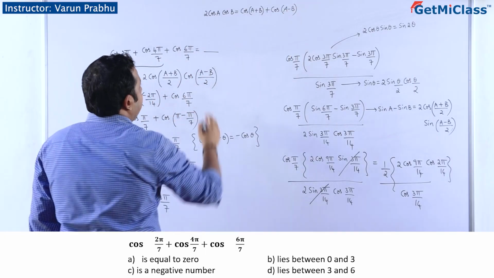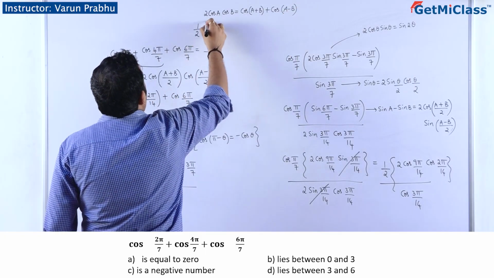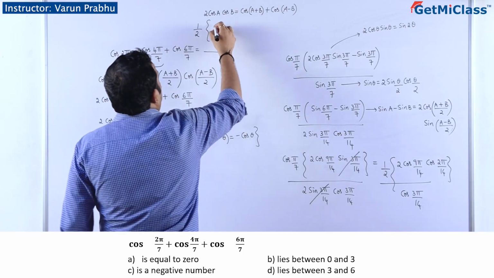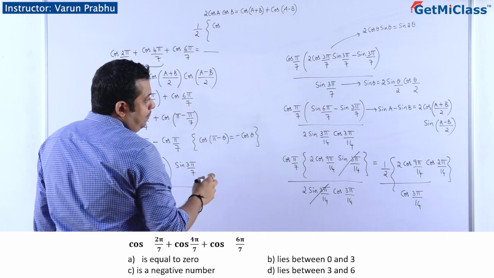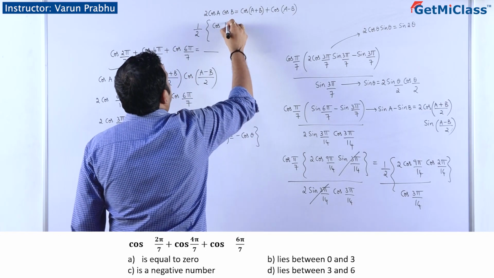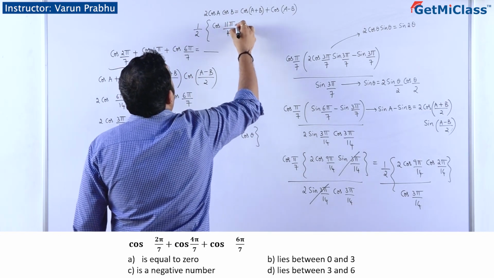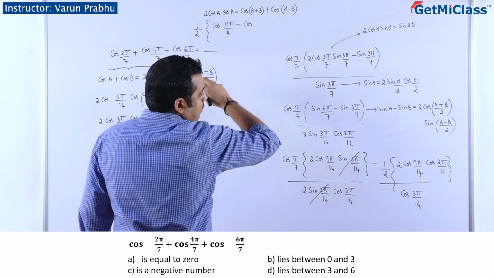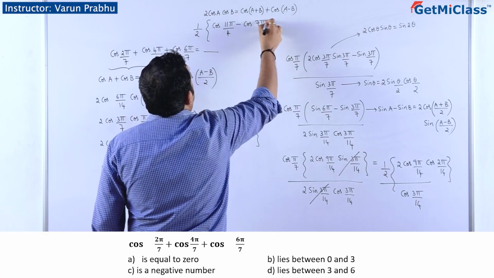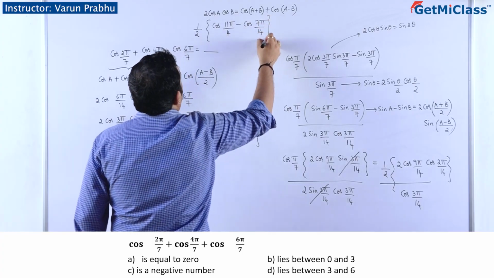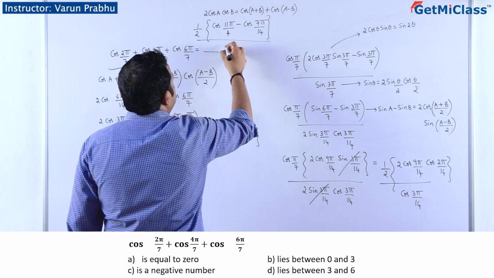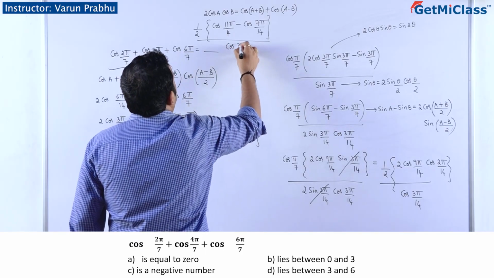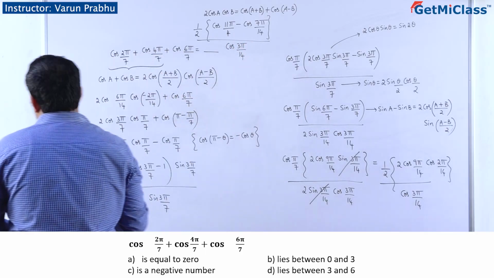So what is your answer that we get? We get half times, tell me, cos of 9 plus 2, 9 plus 2 will be 11 pi divided by 14, minus of cos of 7 pi divided by 14, correct, whole divided by what is it? Cos 3 pi by 14, correct or not? Cos 3 pi by 14.